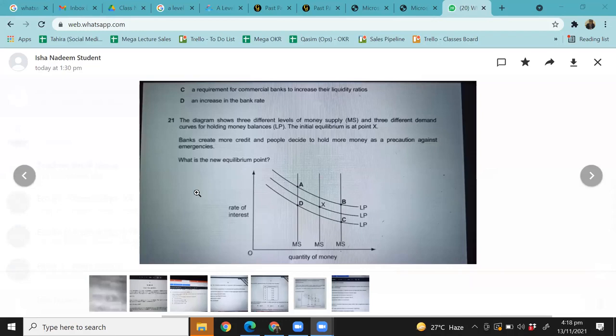Okay, let me read this. People will hold less money, more money, money supply will decrease. No, no, no.